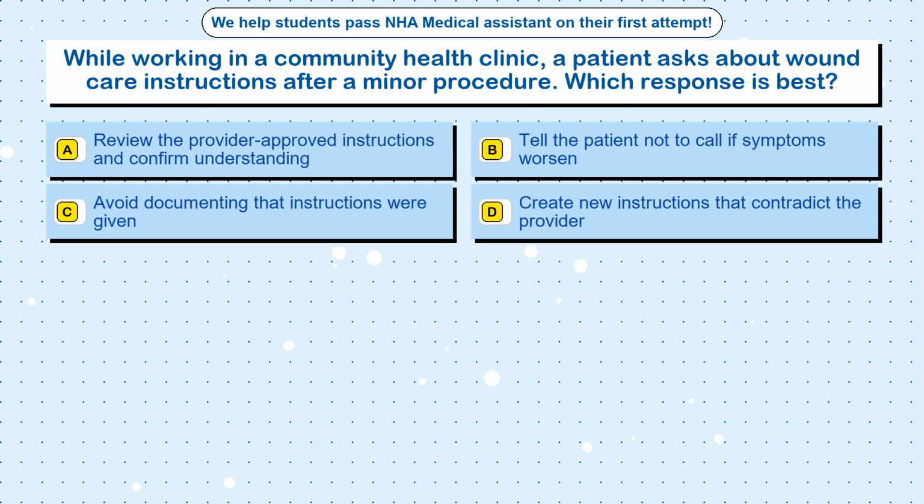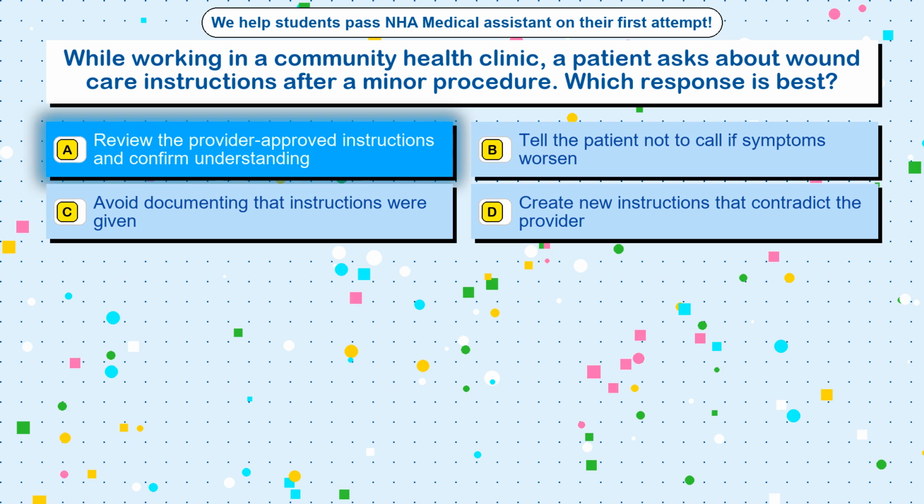Question 6. While working in a community health clinic, a patient asks about wound care instructions after a minor procedure. Which response is best? Option A. Review the provider-approved instructions and confirm understanding. Option B. Tell the patient not to call if symptoms worsen. Option C. Avoid documenting that instructions were given. Option D. Create new instructions that contradict the provider.